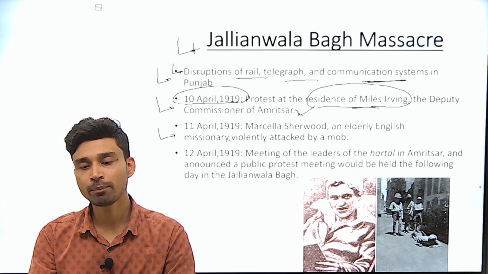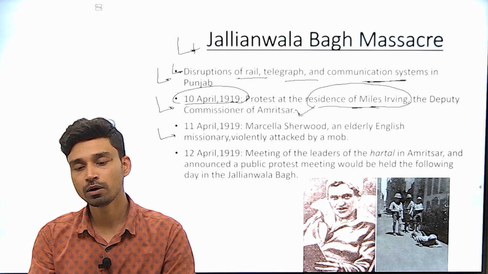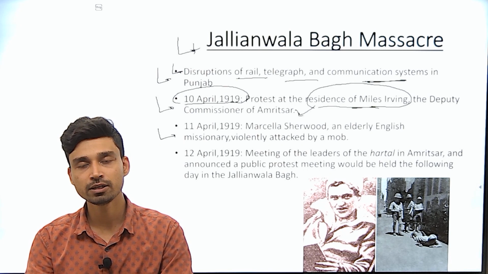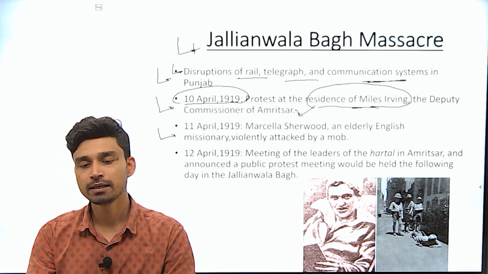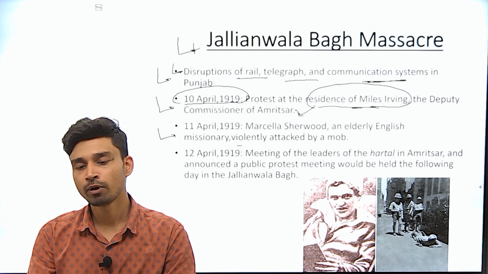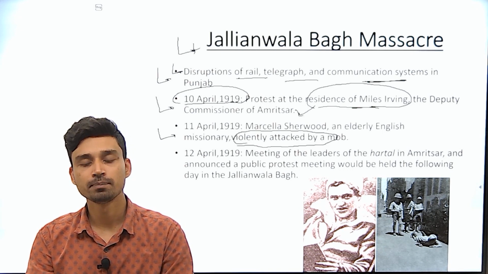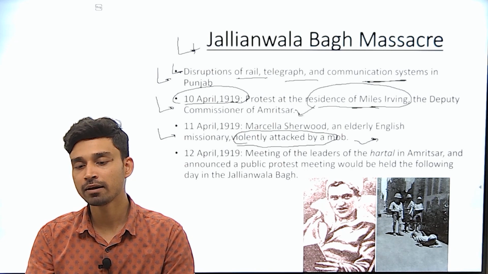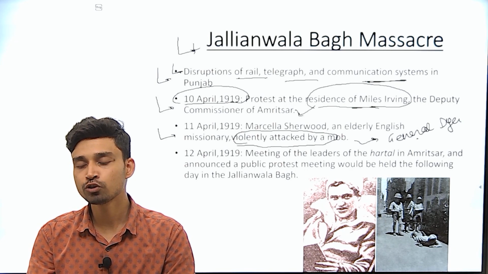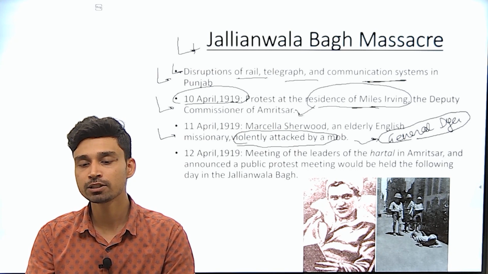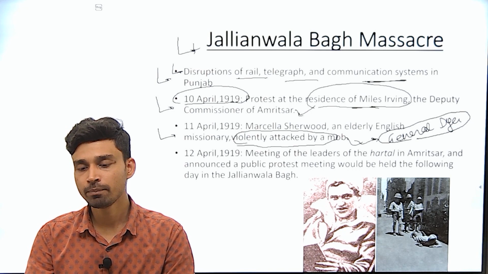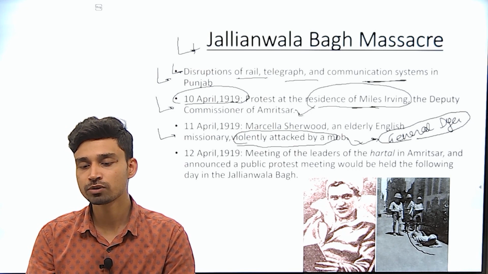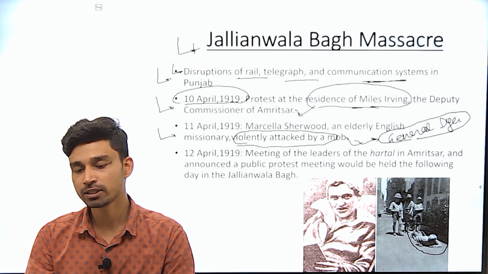Then on 11th April 1919, Marcella Sherwood, an elderly English missionary, got worried due to the violent nature of this protest, and while she was going back to her home she was violently attacked by a mob. This incident angered General Dyer, and to take revenge, he gave a crawling order and made all the people on the streets crawl on the streets, as you can see from the picture here.